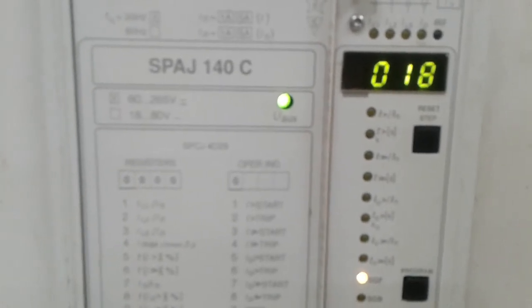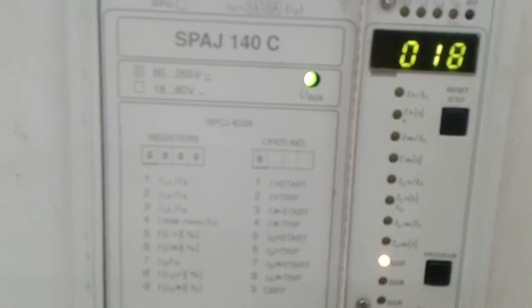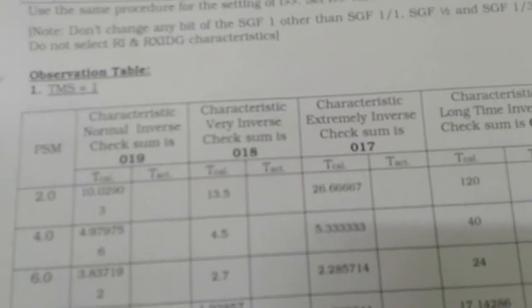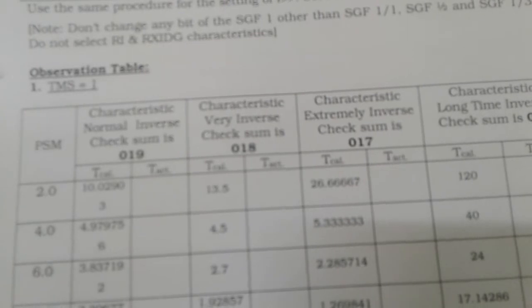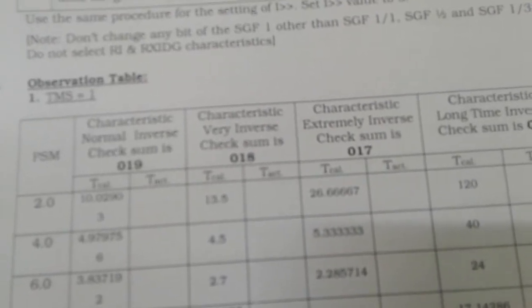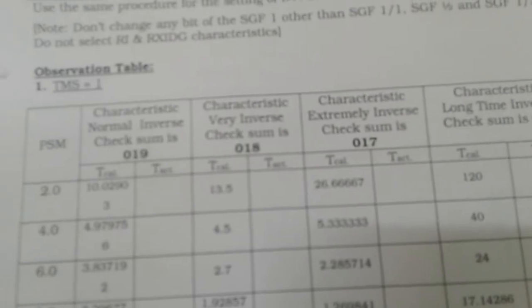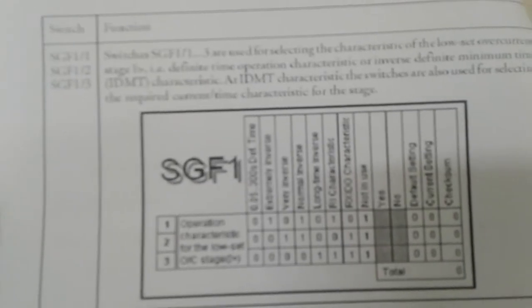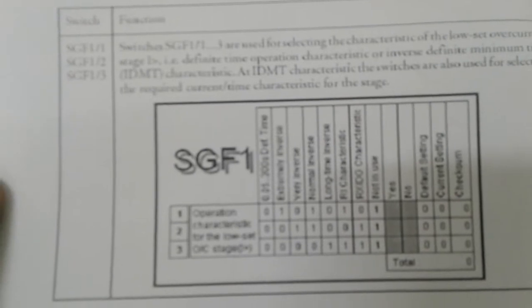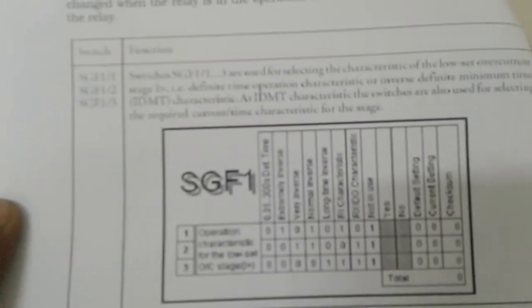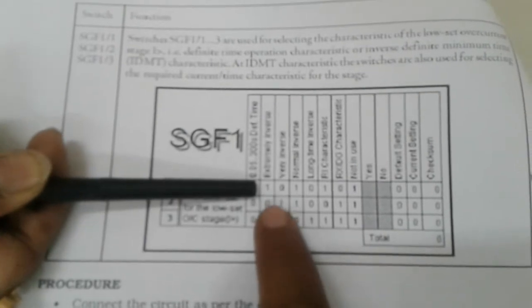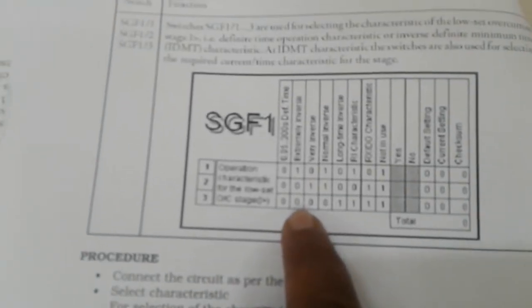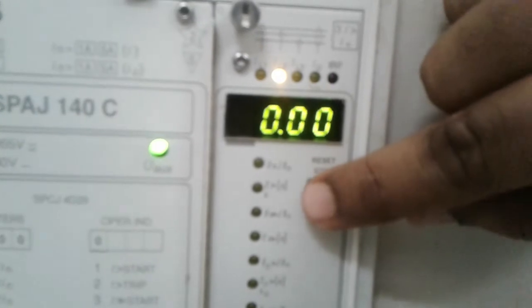So right now this numerical relay will be exhibiting very inverse characteristics. In order to change it to any other, for example, if I want to exhibit extremely inverse characteristics, then the numerical relay display should be 017 as shown in this diagram. Now in order to change the characteristics, I need to go to this SGF table, and for exhibiting extremely inverse characteristics, I'll have to change this setting to 1, 0 and 0. Now how to do it? Now I'm showing you how to change the characteristics.